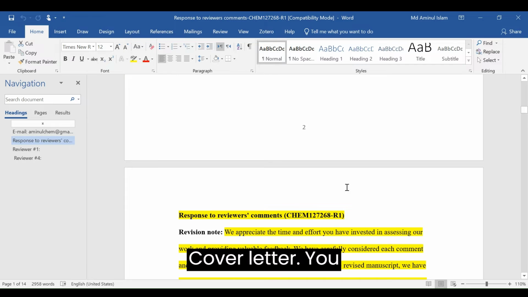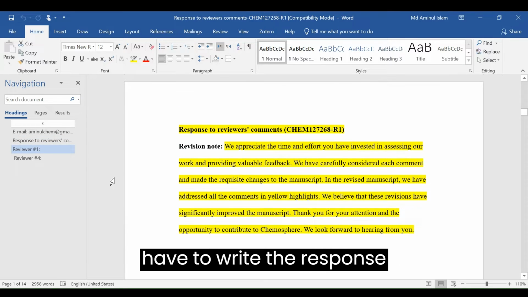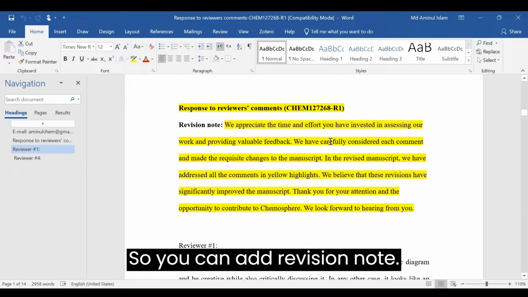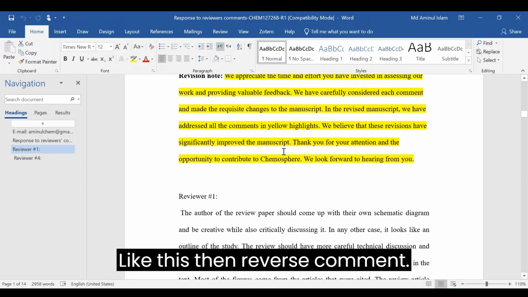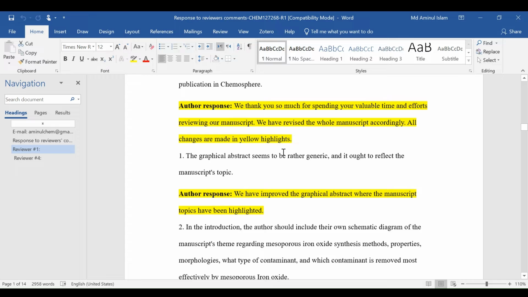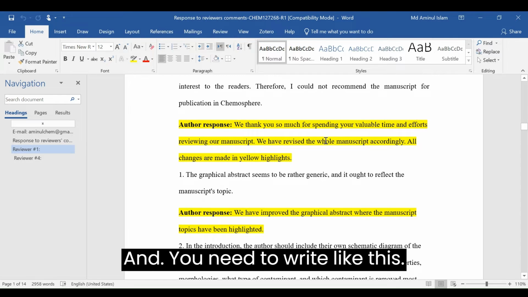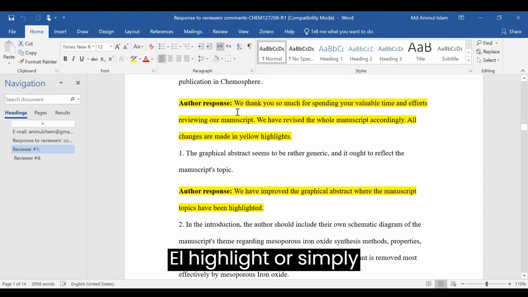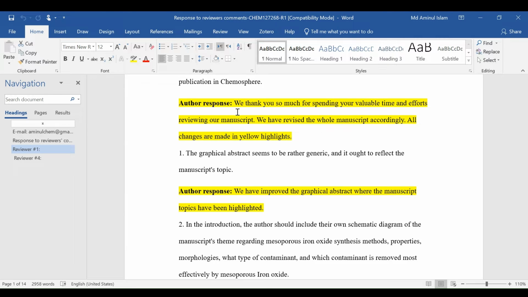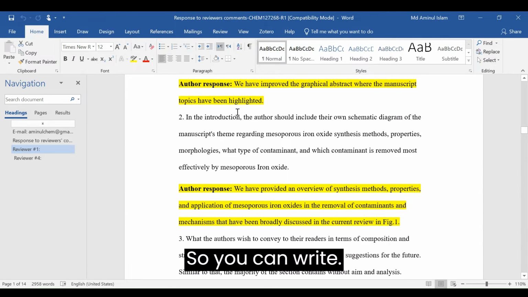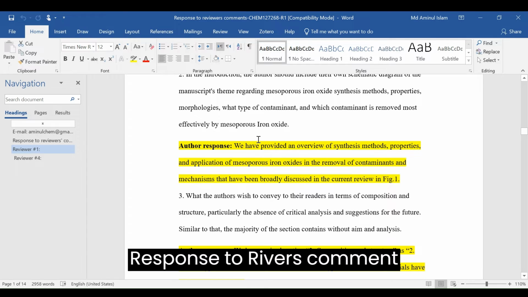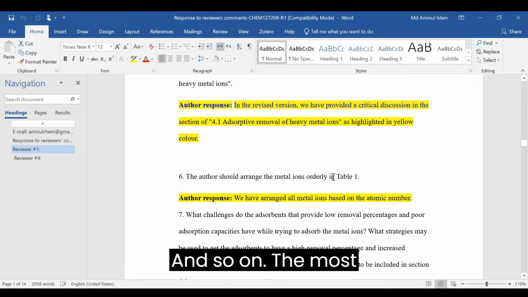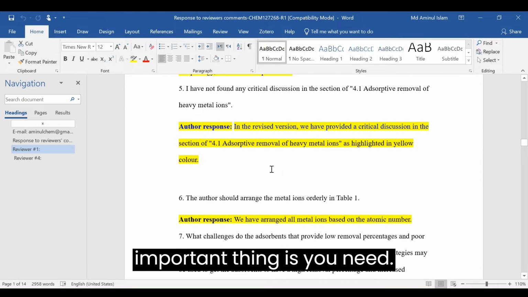So after the cover letter, you have to write the response to reviewer's comment. So you can add revision note like this, then reviewer's comment, and you need to write like this. Response to reviewer's comment in yellow highlight or simply blue font. So you can write response to reviewer's comment following this tag sign and so on.